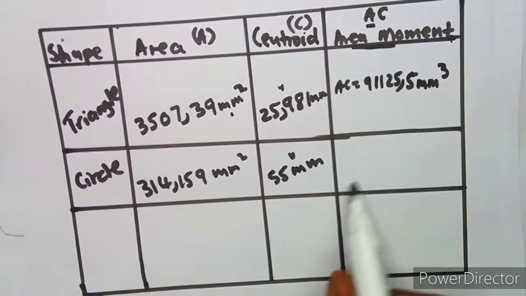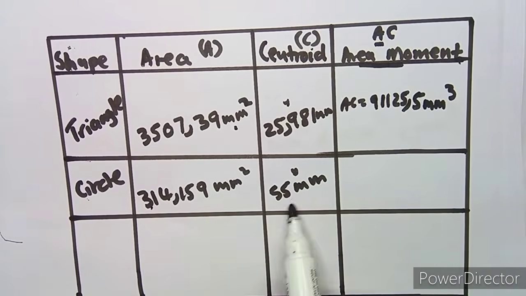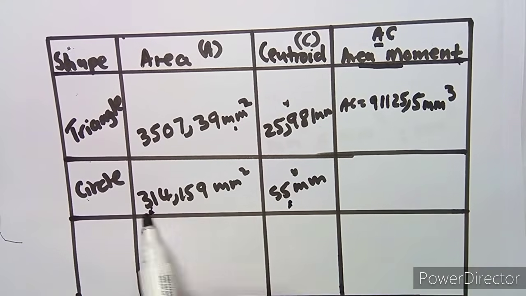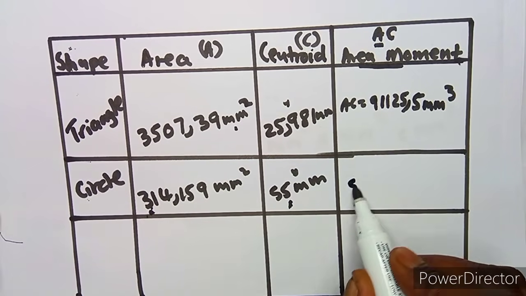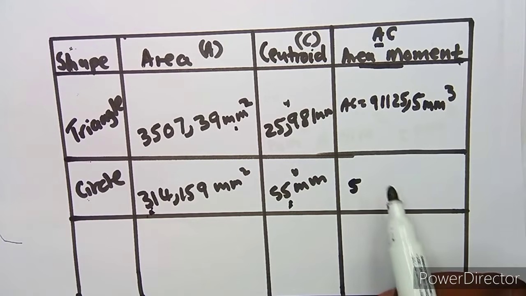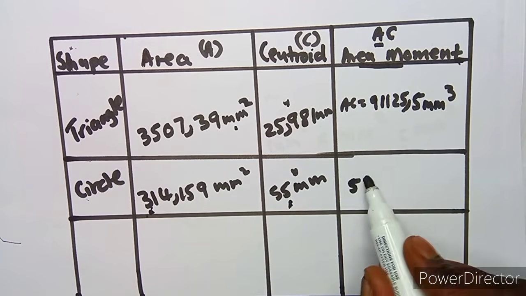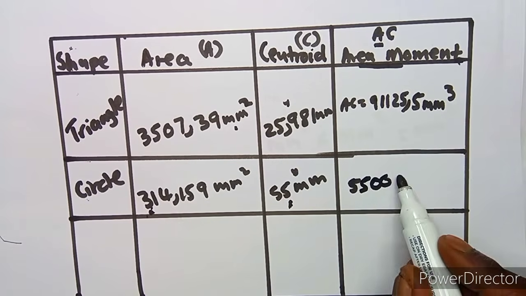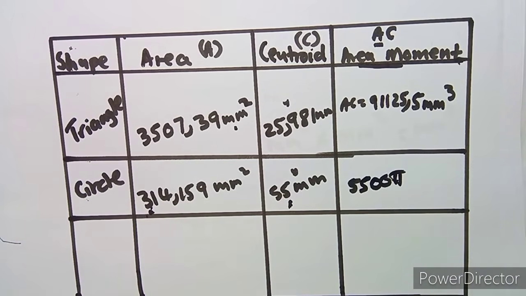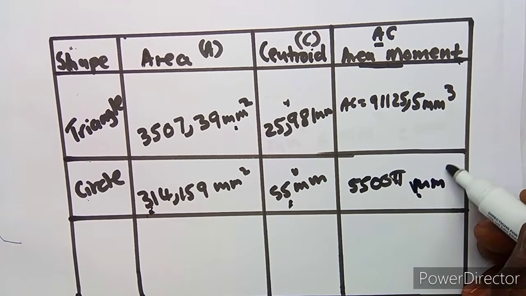Okay, you move on to AC for the circle, which is you multiply this one and this one, A times C, you multiply these two. So like I said, these ones we already calculated before. So this is going to give you, now I used another value there, so you're going to obtain whatever that value is, which is 55,000 pi there. So as a decimal, you just take the value that is equivalent to 55,000 pi. That is what you're going to have as your area moment here.